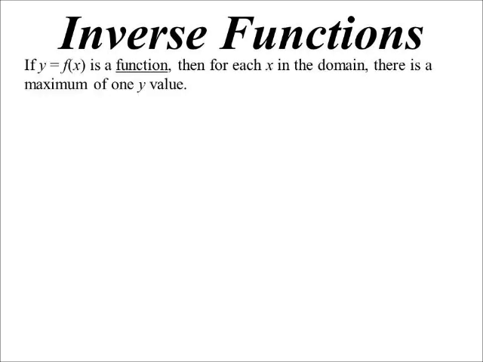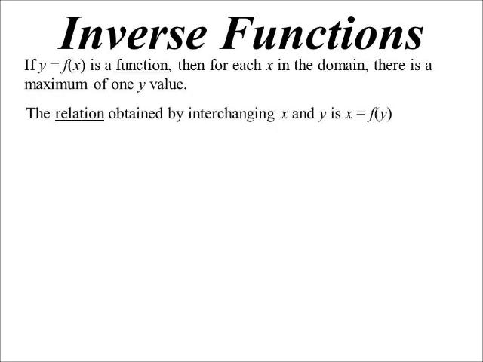We said, well, we know y equals function x is a function. We know the rules for that. So for every x in a domain, there's a maximum of one y value. It satisfies the vertical line test, that sort of thing. Now, if we swap the x and y's around, we're going to get a different relation at this stage. We still need to confirm whether or not it's a function.